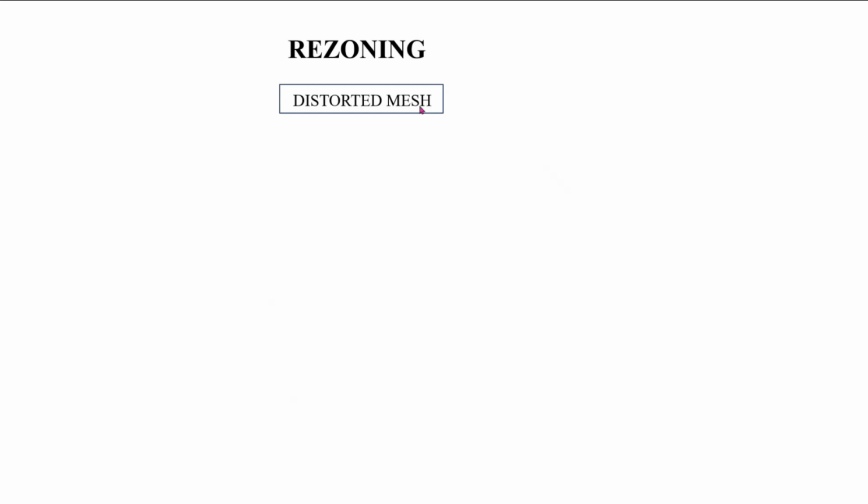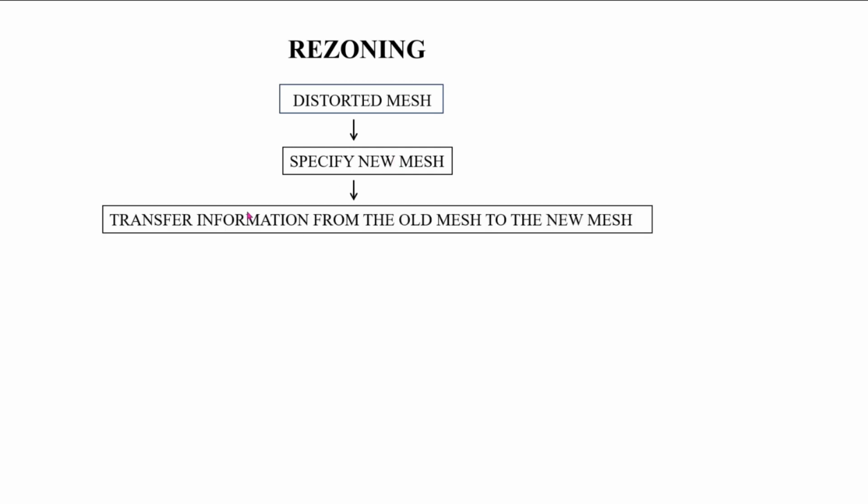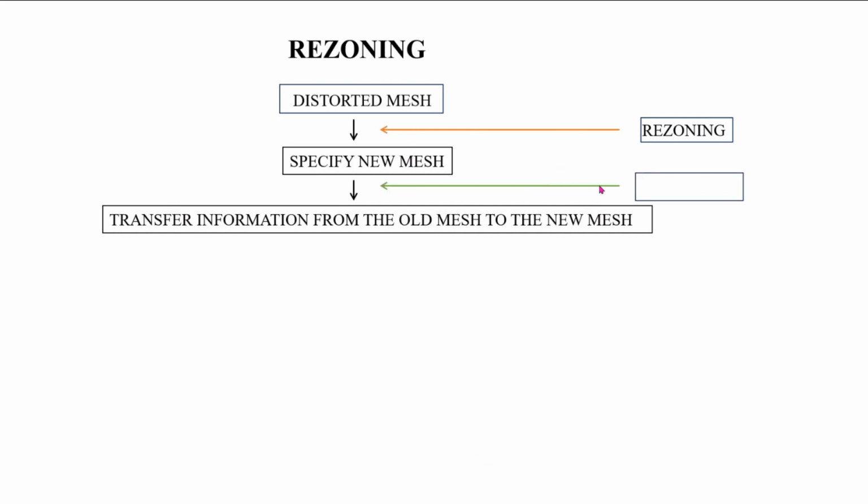I have a distorted mesh, which is no longer acceptable. So I specify a new mesh, and I have to transfer information from the old mesh to the new mesh. How I do this transfer matters; if I do it poorly, I lose a lot of information. So if you look at this distorted mesh, I have to do this rezoning. I specify a new mesh that has better properties, and then I have to do remapping, so transfer information from the old mesh to the new mesh.